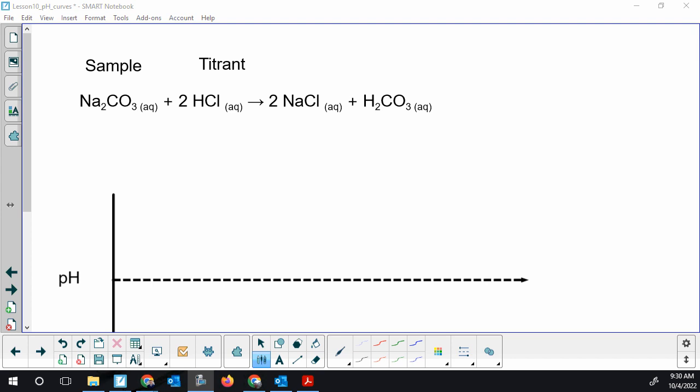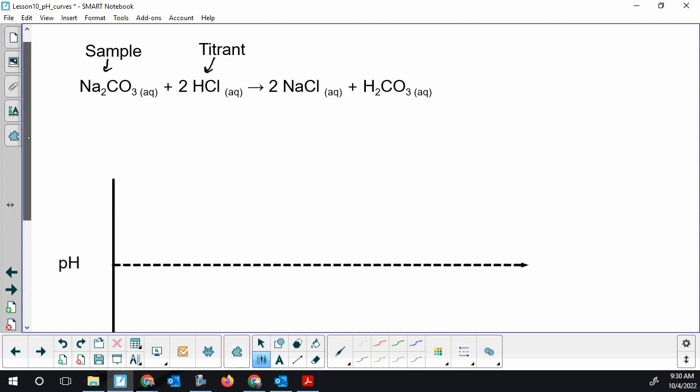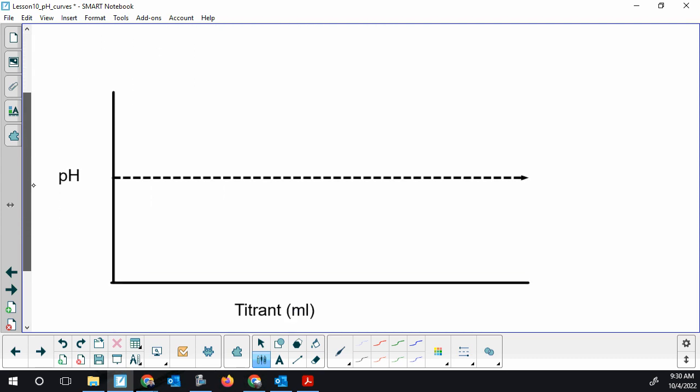Now, instead of giving you a sentence with the word with, I've just given the equation and I labeled the sample and the titrant. There is no convention in an equation that the sample has to come first or second. So if you're given an equation, look at the wording to figure out which is which. But we're going to start with sodium carbonate as our sample, weak, polyprotic. We're going to titrate a strong acid. So let's see what that pH curve looks like.